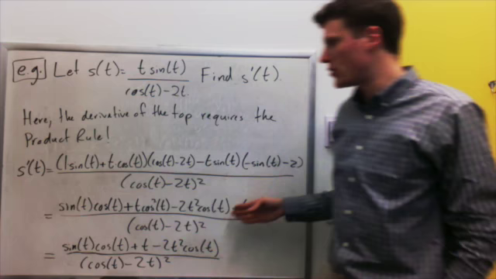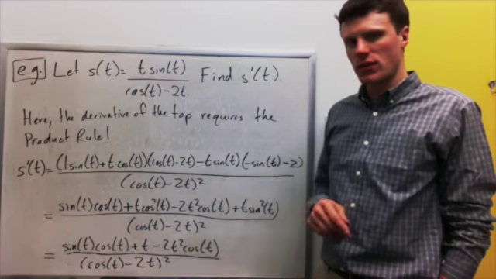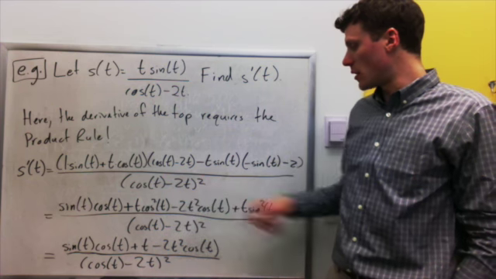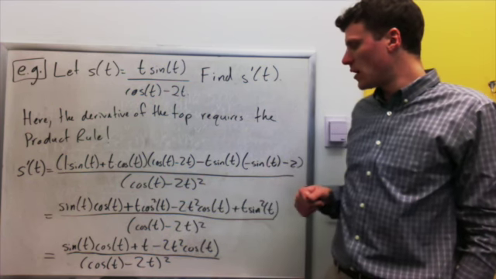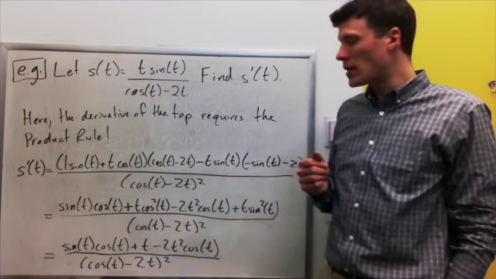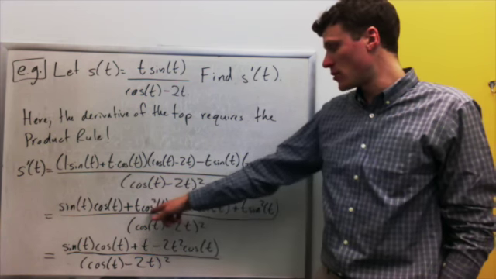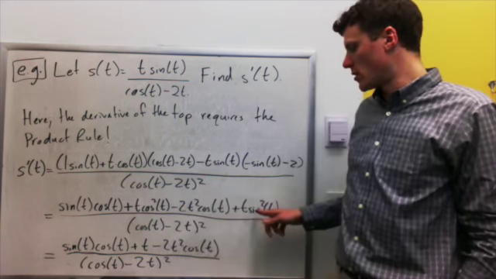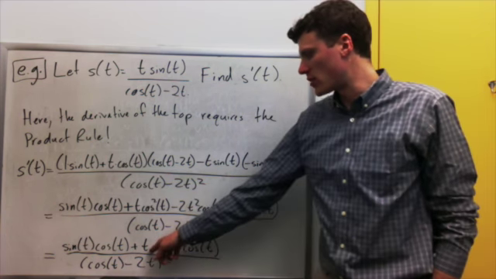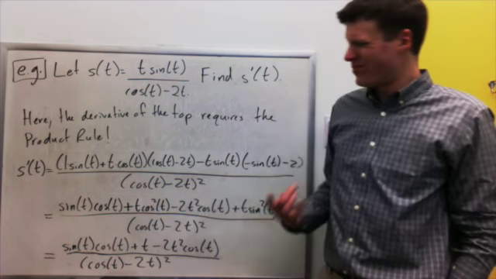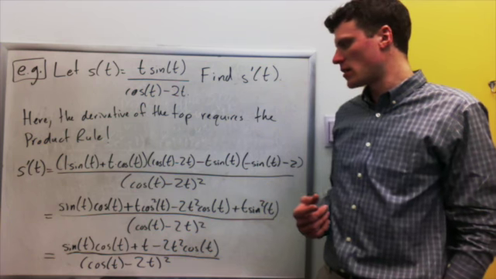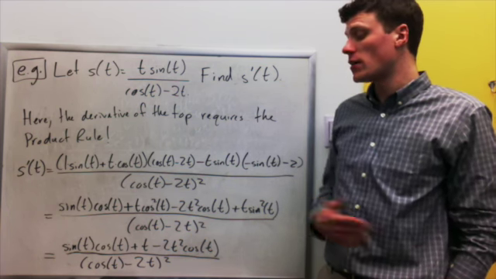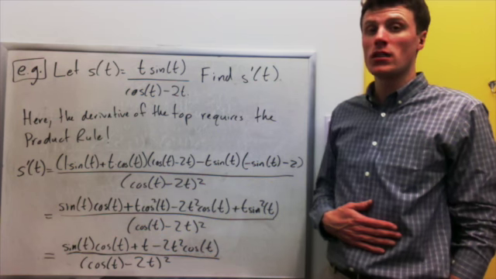Now I've done that, I get sine times cosine plus t times cosine squared, that's cosine times cosine, minus t squared cosine t plus t sine squared. That looks nice too, and if you want to go a little bit further, you can note that cosine squared plus sine squared is 1, so t cosine squared plus t sine squared is just t, and we end up with this more compact looking expression down here. Sine cosine plus t minus 2t squared cosine over cosine minus 2t squared.